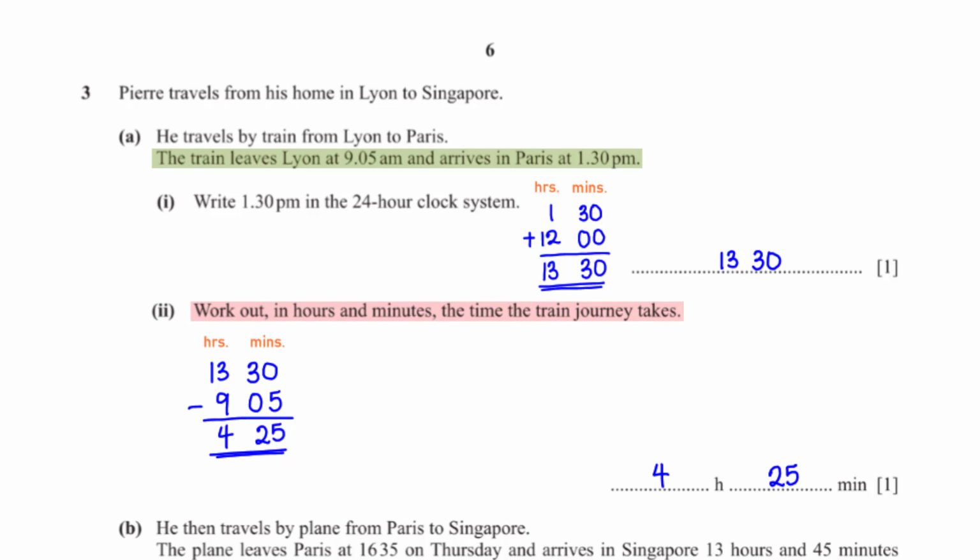Work out in hours and minutes the time the train journey takes. To get the time duration for the train journey, we subtract the departure time of the train, which is 9:05, from the arrival time, which is 13:30. Under the minute column, 30 minus 5 is 25, and under the hour column, 13 minus 9 is 4. So the time duration is 4 hours 25 minutes.